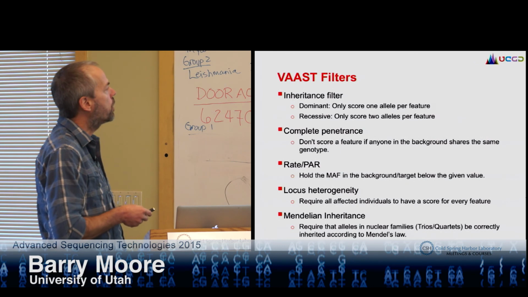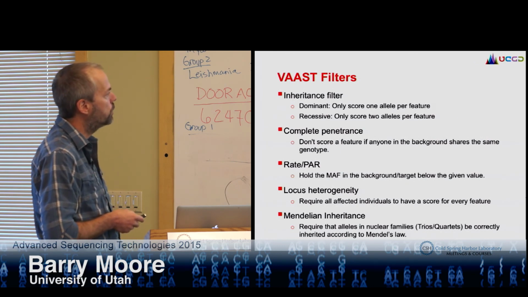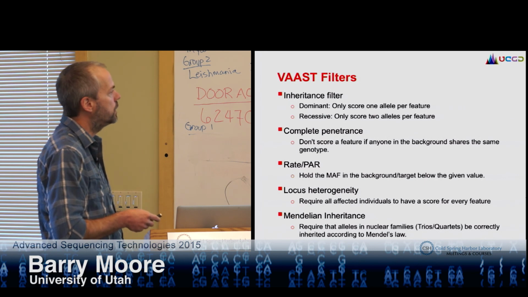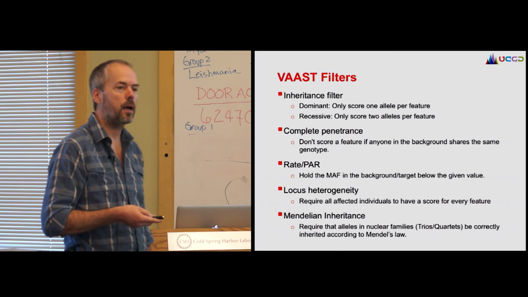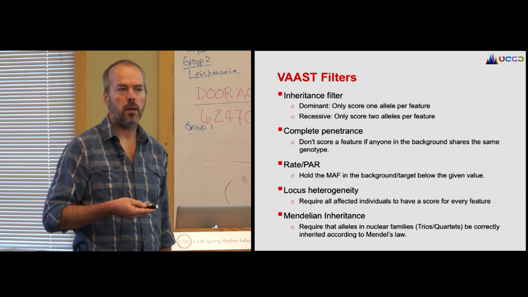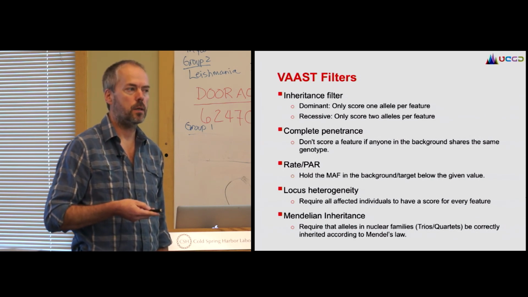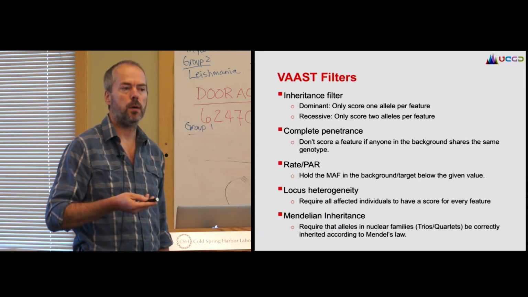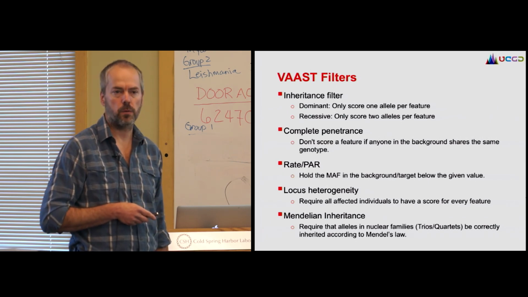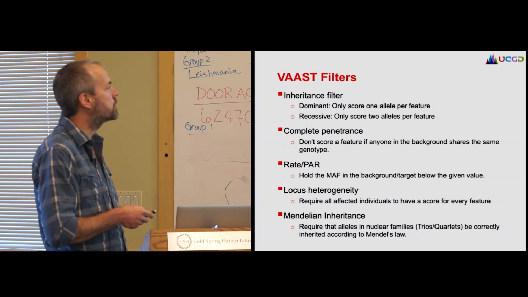Rate and PAR, percent population attributable risk, will hold the minor allele frequency in the background or in the target at a given level. So in practice, you would apply that when you know something about the prevalence of the disease in the population. The minor allele frequency couldn't possibly be above, say, 0.1% or 0.5% or something like that. And so you can add that constraint here.